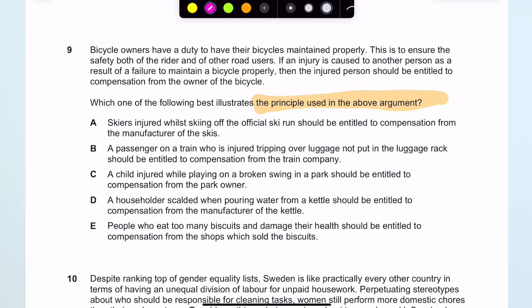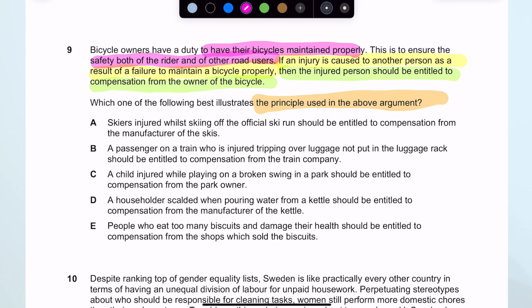Bicycle owners have a duty to have their bicycles maintained properly. Why? This is to ensure the safety both of the rider and of other road users. If an injury is caused to another person as a result of a failure to maintain a bicycle properly, then the injured person should be entitled to compensation.